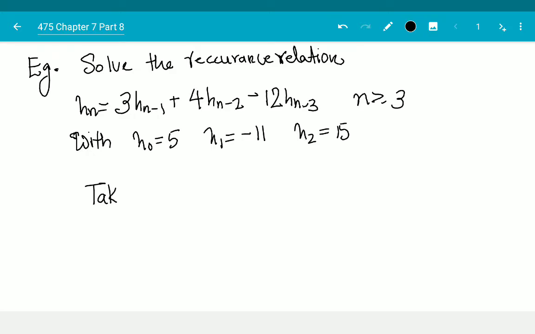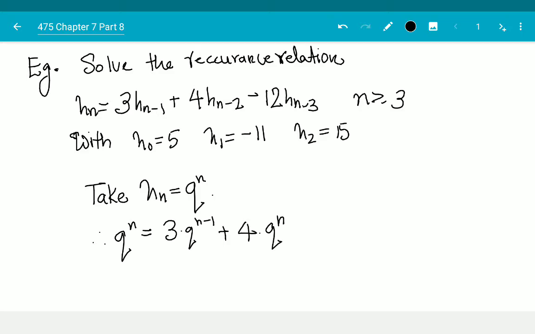Take h_n is equal to q to the n. Right? We did the exact same thing for Fibonacci sequence, and we are going to use the same technique to solve it. Okay, therefore q to the n is equal to 3 times q to the n minus 1 plus 4 times q to the n minus 2 minus 12 times q to the n minus 3, right? n greater than or equal to 3.